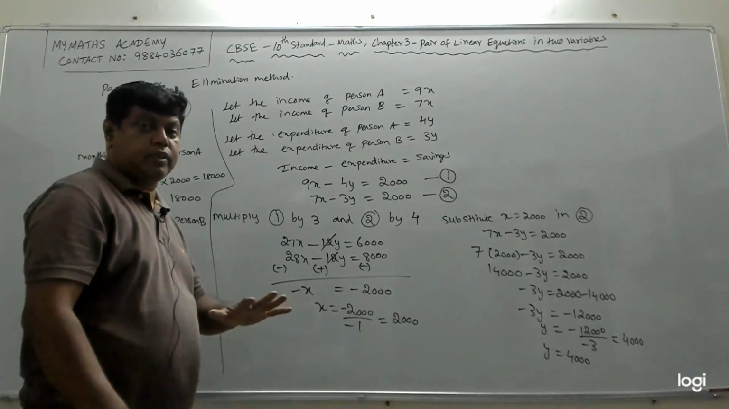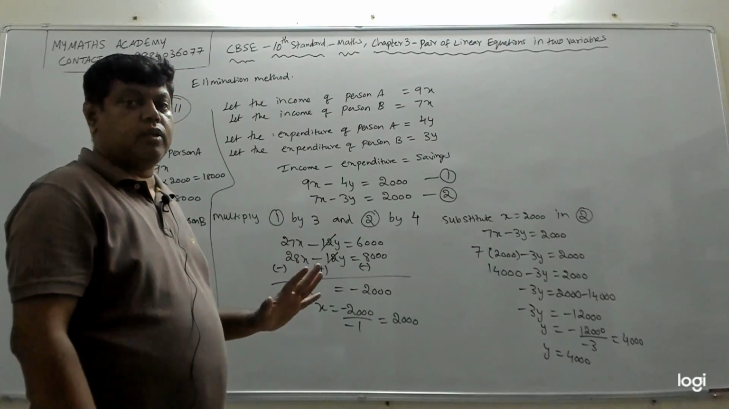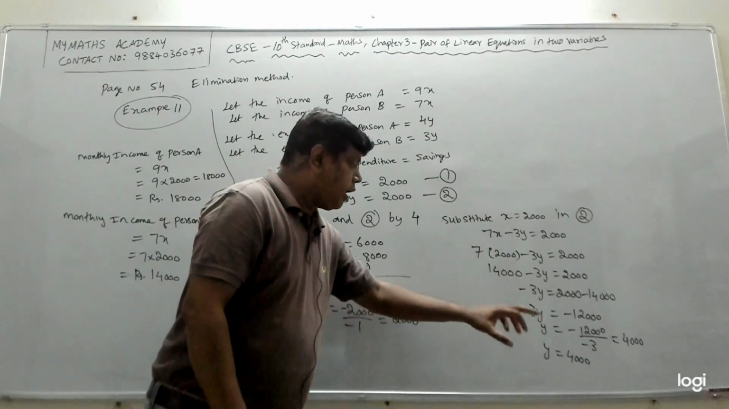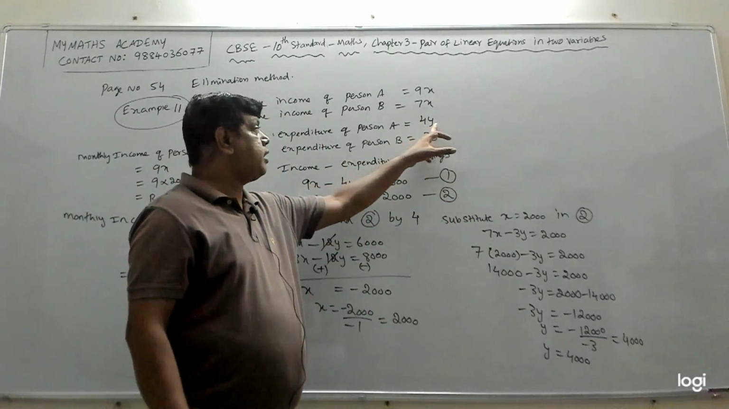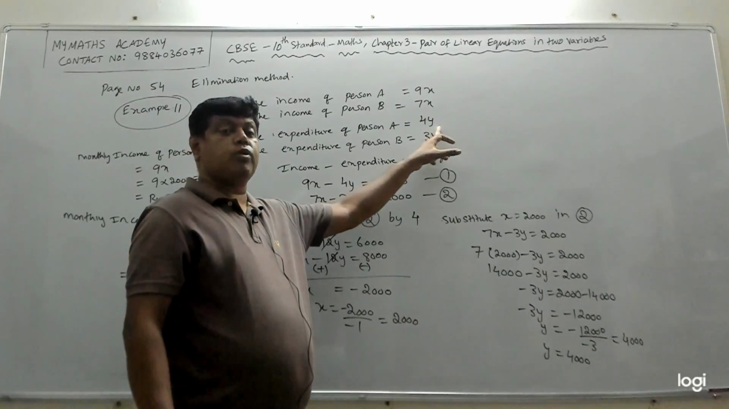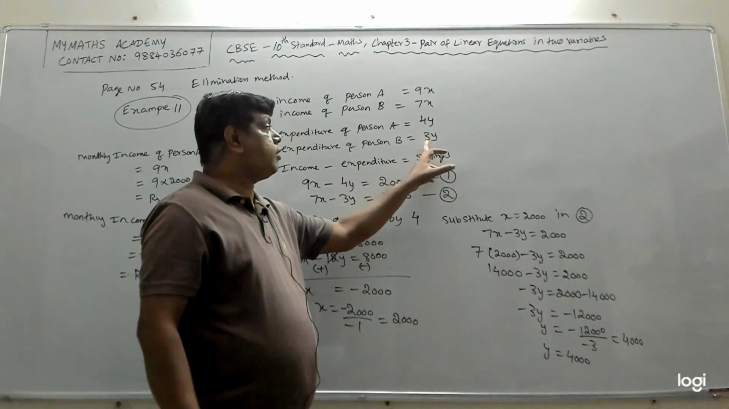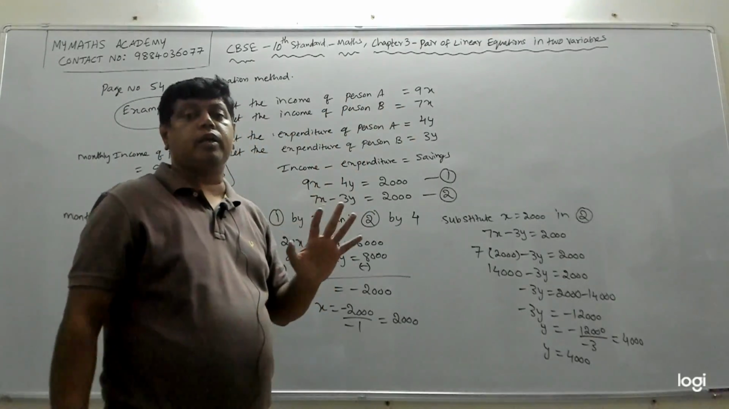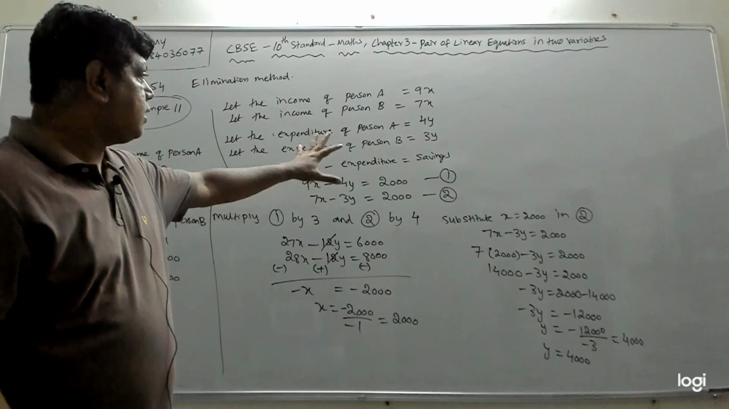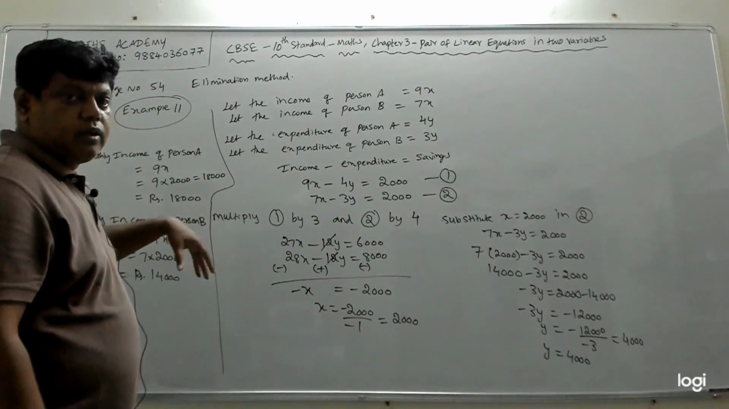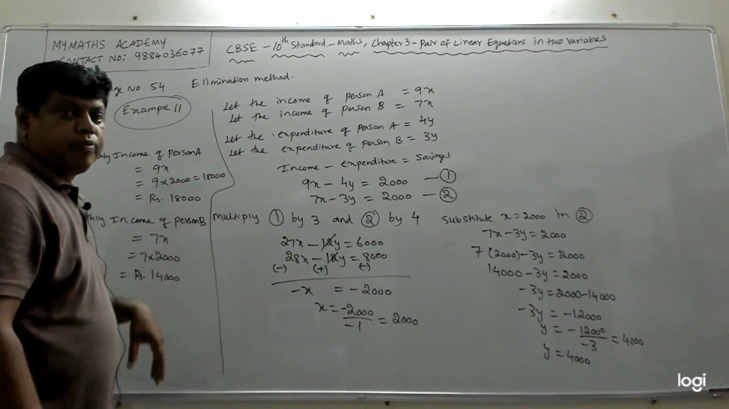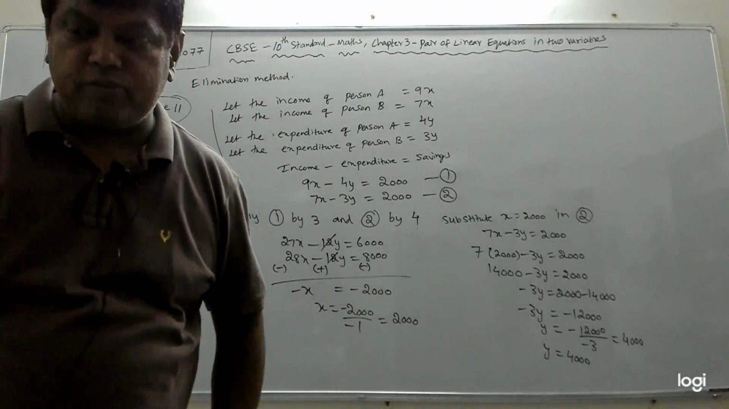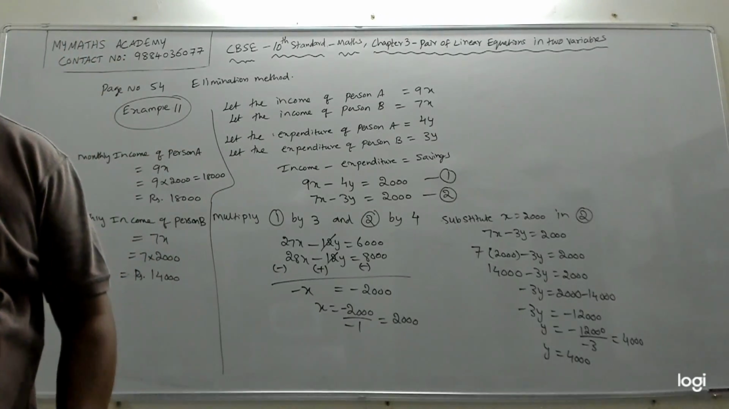They have not asked in this problem to find their expenditure. If you need to find the expenditure, then we need to calculate y and substitute y equal to 4,000. Then you get 4 into 4,000, which is 16,000. Again substituting 4,000 here, you get 12,000. So the first person is spending 16,000, the second person is spending 12,000. Here they have not asked for the expenditure, so we don't have to do that. We need to find only the monthly income. Fine. Now let's go to the next one.